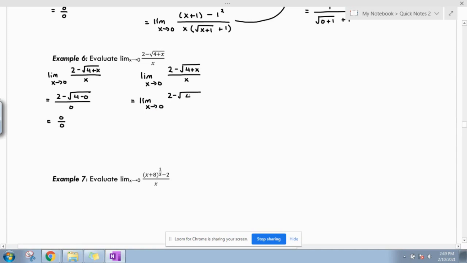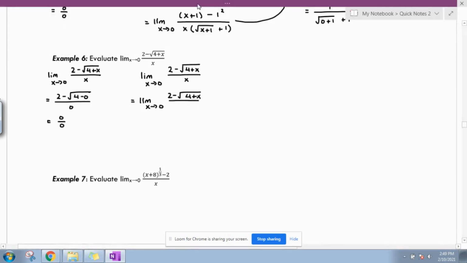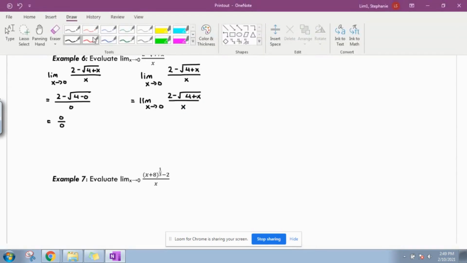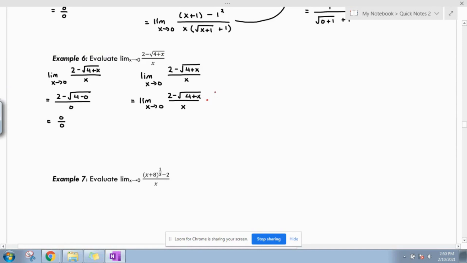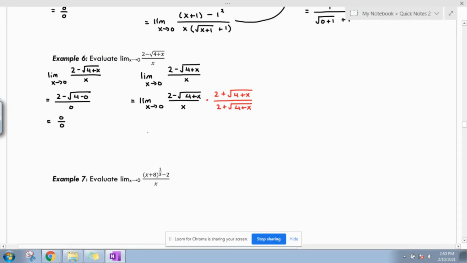So that's going to look like the following instead now. The conjugate that I'm multiplying the top and the bottom by, I don't know why I keep on writing 0, that should be x. My apologies, guys. So I'm going to multiply by the conjugate, which is going to be 2 plus the square root of 4 plus x, all over 2 plus the square root of 4 plus x. We're going to simplify the numerator and the denominator now.